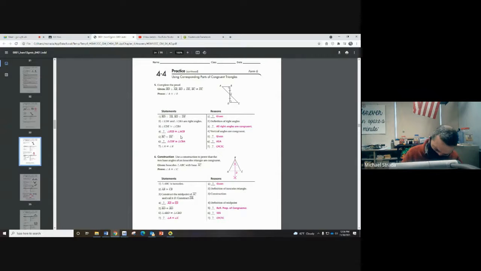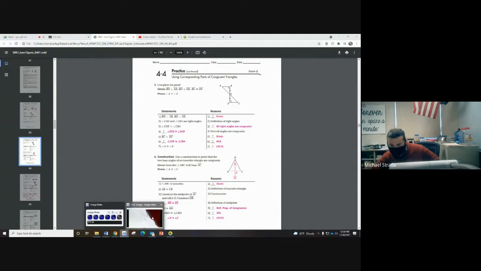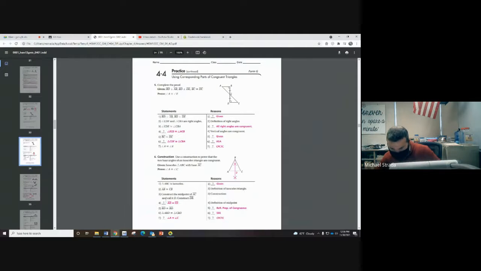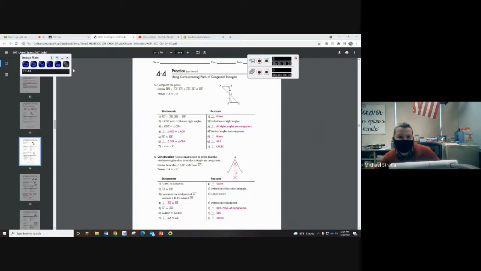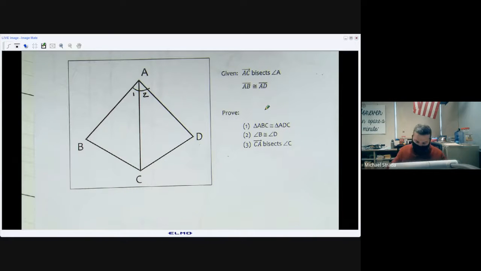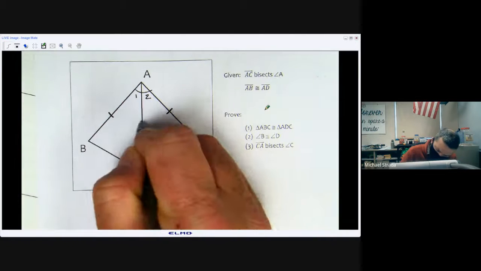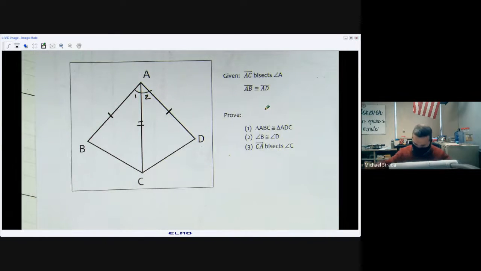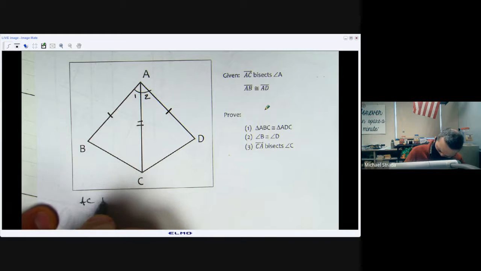They tell you AC bisects angle A. So those two angles are going to be congruent. All right. So angle 1 is congruent to angle 2. AB is congruent to AD, that is given. And then AC is going to be our shared side. All right. So the two triangles that they're asking us to prove are going to be congruent by side angle side.